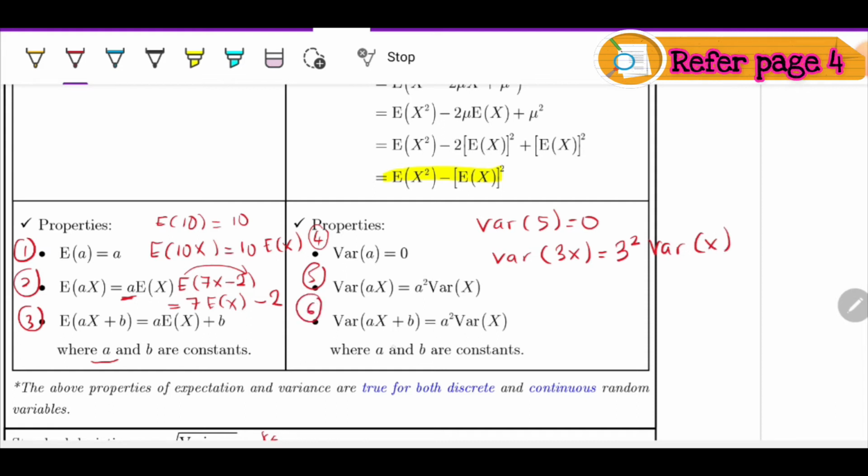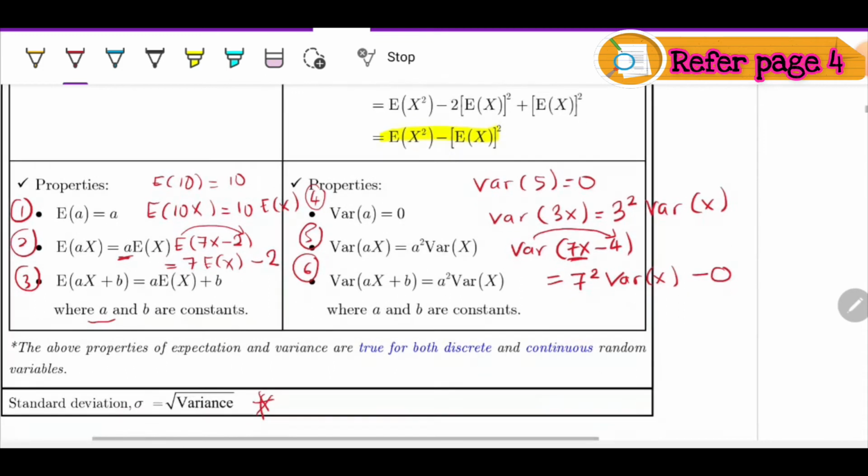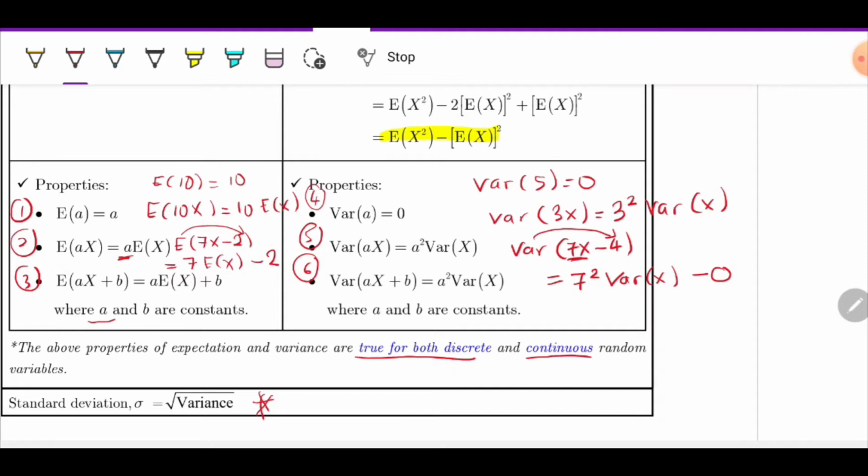Property number 6. Variance of AX plus B is equal to A squared times the variance of X. For example, variance of 7X minus 4. So, the constant of X here, we can take out and square it, then we multiply with the variance. Minus variance of the constant, which is 4, is 0. So these properties are true for discrete and continuous random variables. And the formula for standard deviation is the square root of variance.